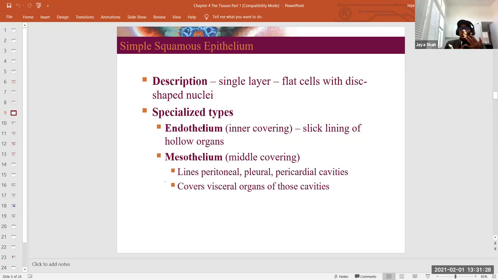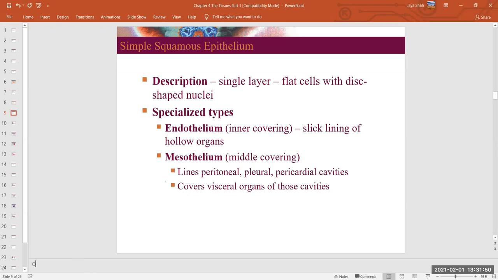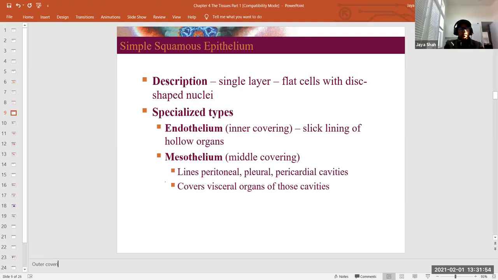But between the outside skin and the inside, in the middle, there is another covering membrane, like the pleura, which covers your lungs, and the pericardium, which covers your heart. They are also epithelium, but we call them mesothelium, which means middle covering. So the outer covering is epithelium. If the same covering is in the middle membrane, we call it mesothelium. And if it is inside, we call it endothelium. Mesothelium lines the peritoneum, which covers the GI tract and pelvic cavity. The pleura covers your lungs, and the pericardial cavity is lined by the pericardium, which is mesothelium. These all cover the visceral organs of the cavities.